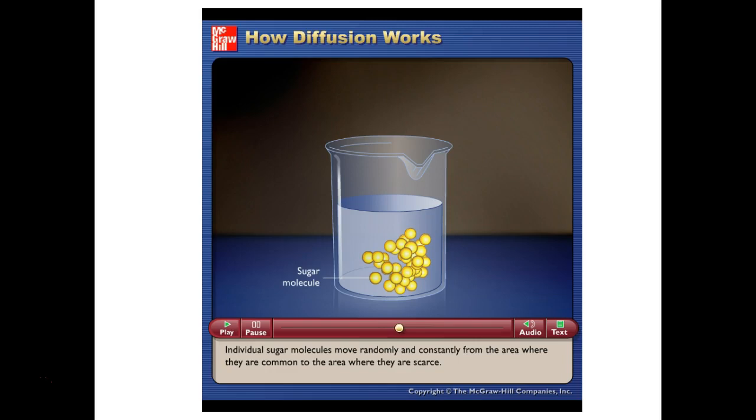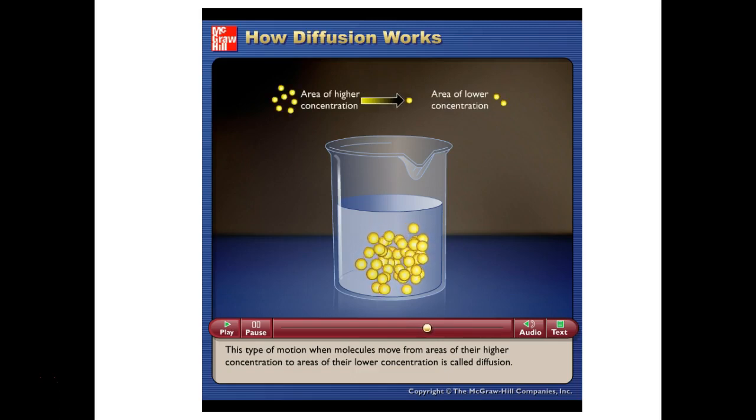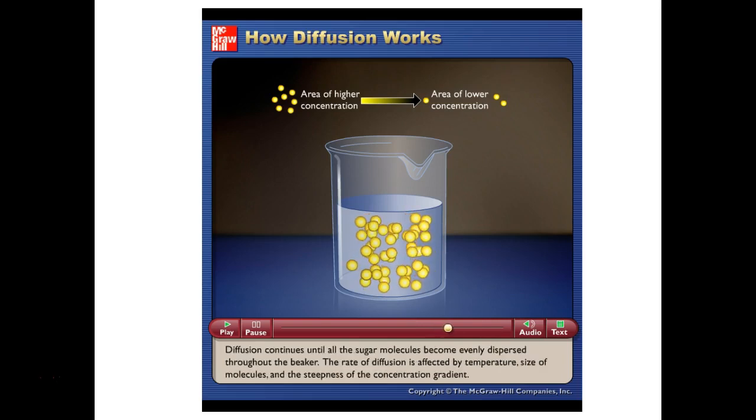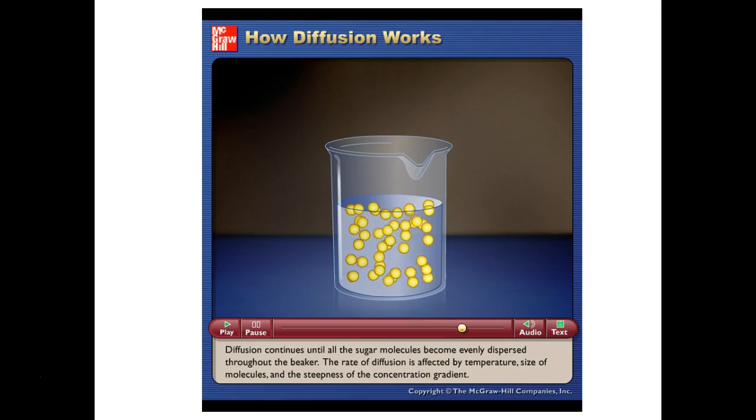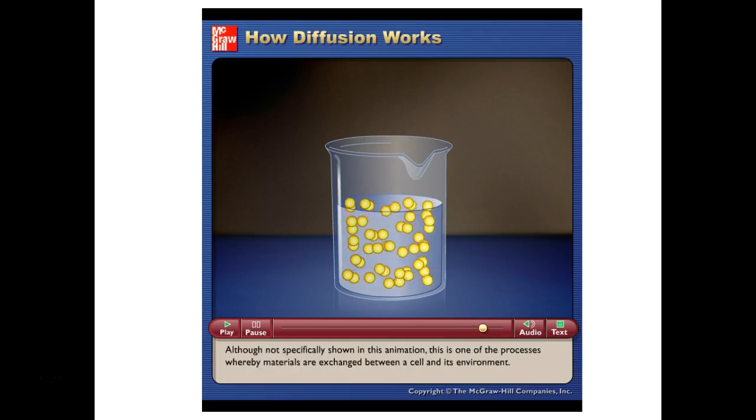Individual sugar molecules move randomly and constantly from the area where they are common to the area where they are scarce. This type of motion, when molecules move from areas of their higher concentration to areas of their lower concentration, is called diffusion. Diffusion continues until all the sugar molecules become evenly dispersed throughout the beaker. The rate of diffusion is affected by temperature, size of molecules, and the steepness of the concentration gradient. Although not specifically shown in this animation, this is one of the processes whereby materials are exchanged between a cell and its environment.